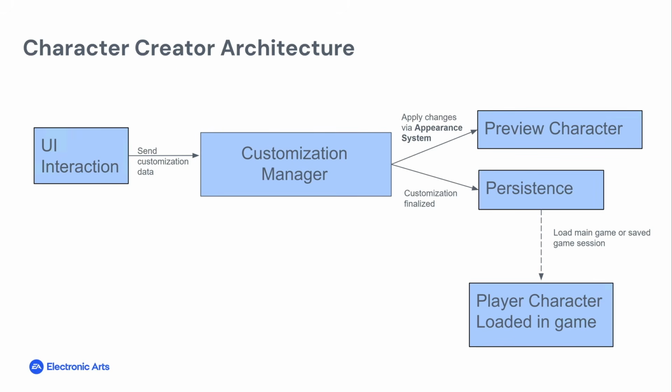But before that, let us look at the character creator architecture in-game. The customization data is sent to Customization Manager from UI interaction, which breaks it into one of the 5 things mentioned in the previous slide, and sends them to Appearance System to apply to preview character. It also writes this to persistence, which is then used when loading main game or a saved game session.